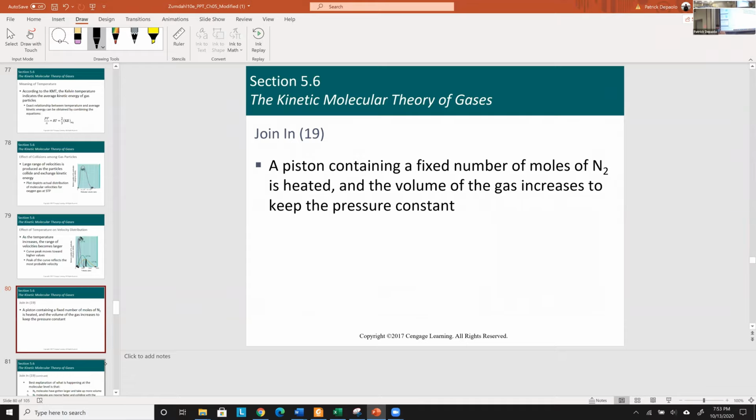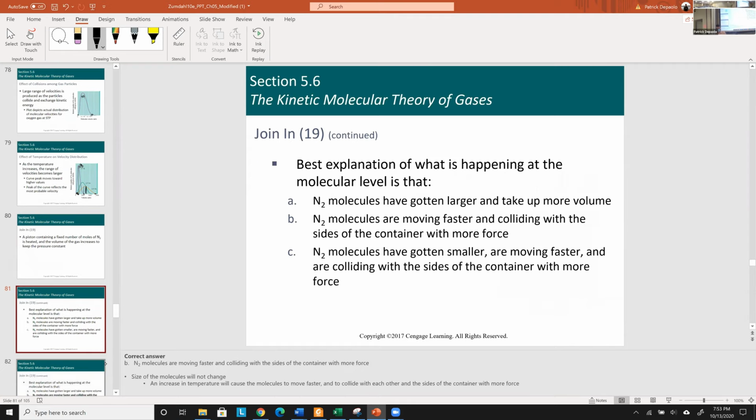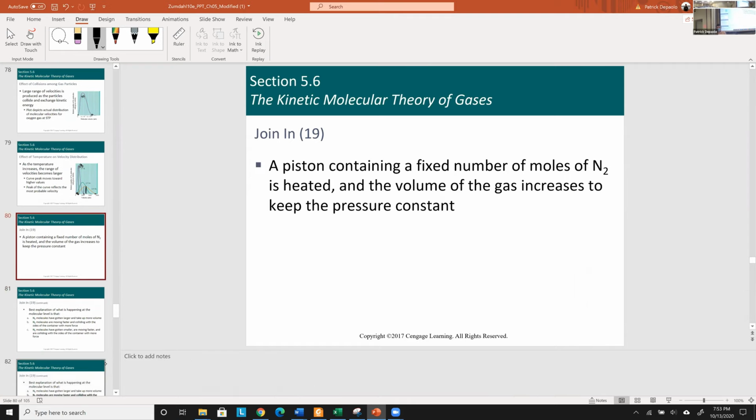All right, so let's do this question. A piston containing a fixed number of moles of N2 is heated. The volume of the gas increases to keep the pressure constant. Okay. Let's read that again. So a piston containing a fixed number of moles is heated up, right? So speed increases. Volume is increased, which keeps the pressure constant.